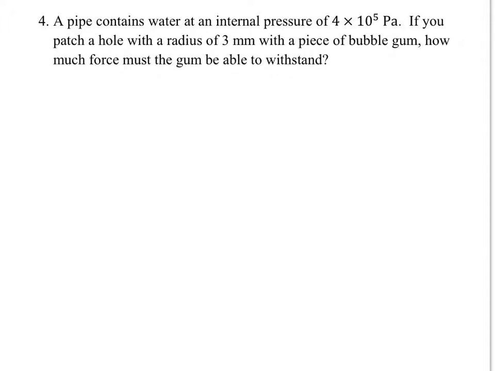So the gum that you would patch the pipe with would have to have a certain allowable strength to hold it. If not, what would happen to the gum? It would blow a bubble almost, right? The water would start to make a bubble from the gum, and it would probably explode. The water would come out that hole.